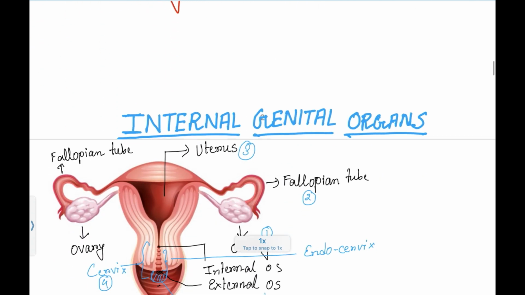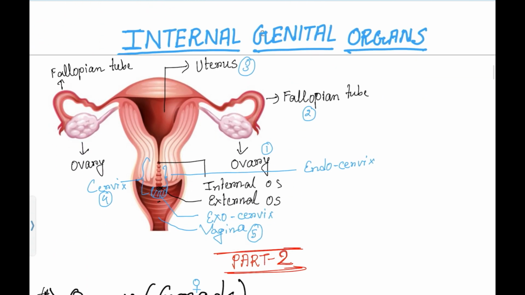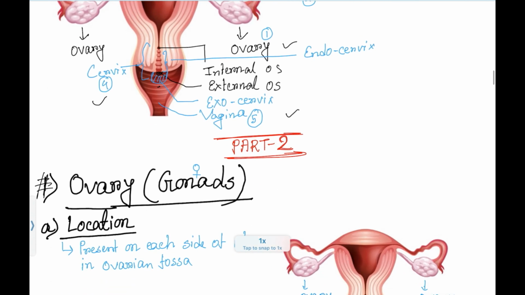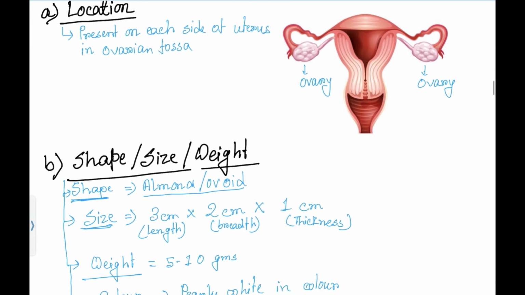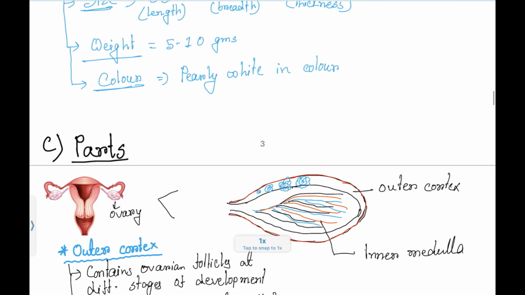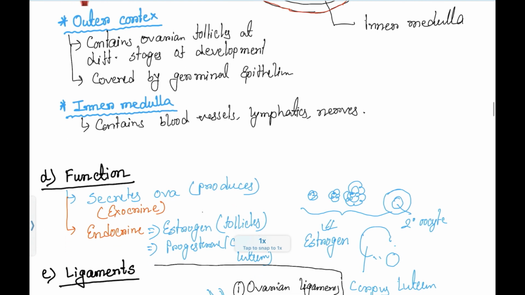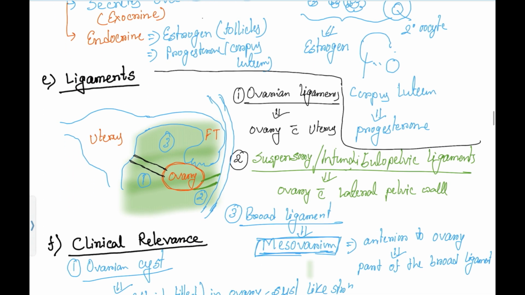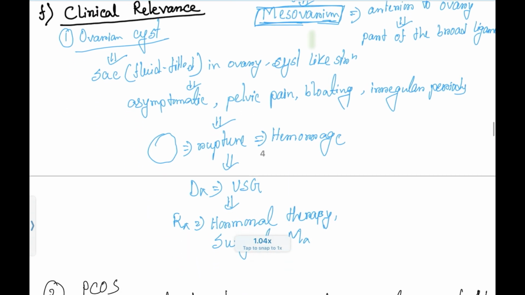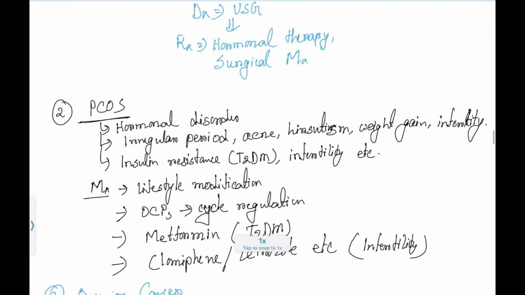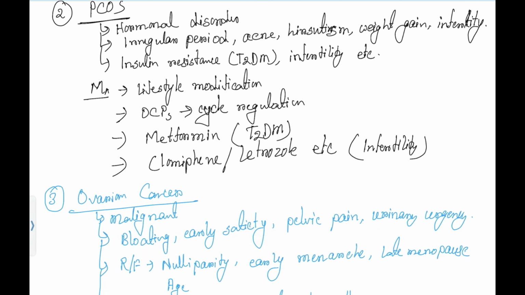In part 2 of the internal genital organs we labeled the different parts, like your ovary, fallopian tube, uterus, cervix, vagina, and we briefly discussed the ovary: its location, shape, size, weight, its parts like outer cortex and internal medulla, its functions, the ligaments attached to the ovaries and the clinical relevance like ovarian cyst, then PCOD, PCOS and ovarian cancer.